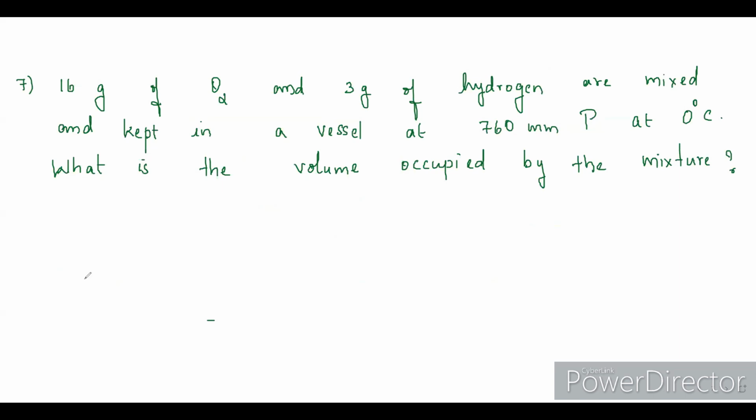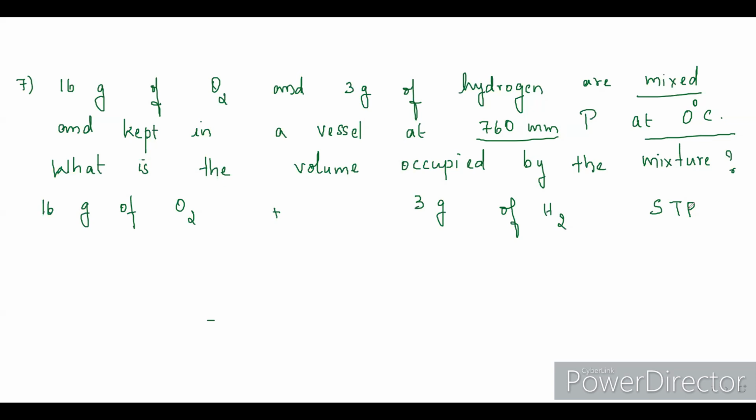16 grams of oxygen and 3 grams of hydrogen are mixed and kept in a vessel. Look at this question now. It's not told to us that it is burnt. It is just mixed, which means they are not reacting. What you have is a mixture of 16 grams of oxygen and 3 grams of hydrogen at 760 millimeter, meaning 1 atmosphere of pressure, and the standard temperature. So basically, they mean to say that these two gases are mixed at STP.